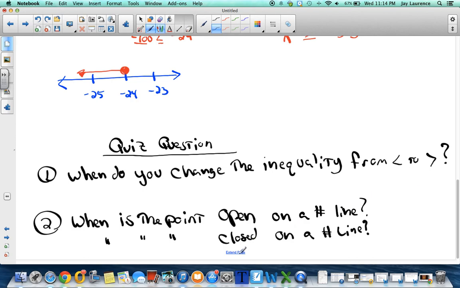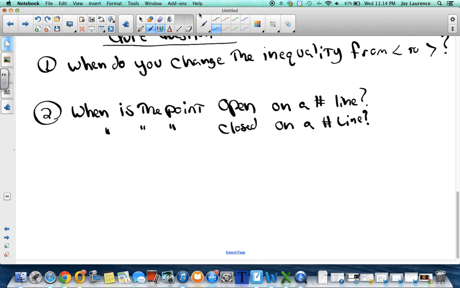Okay, here comes your 2 quiz questions. Actually, technically, I guess it's 3. First one is, when do you change the inequality from less than to greater than? Or you could have said from greater than to less than. Or you could have put the equals in there. And number 2 is, when is the point open on a number line? And part B of it is, when is the point closed on a number line?